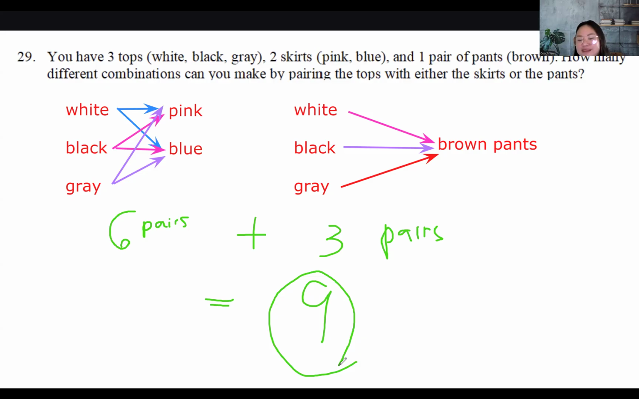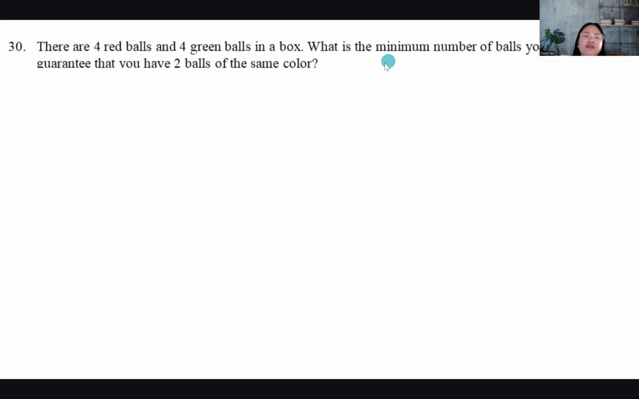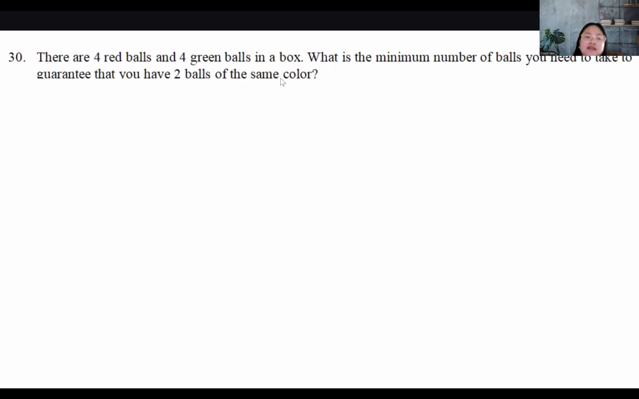No limit. Okay? So that is 9 pairs. Okay, last question for today. There are 4 red balls and 4 green balls in a box. What is the minimum number of balls you need to take to guarantee that you have 2 balls of the same color?